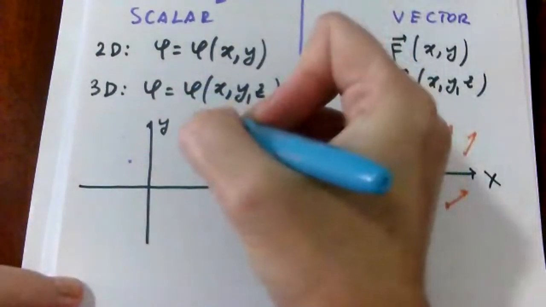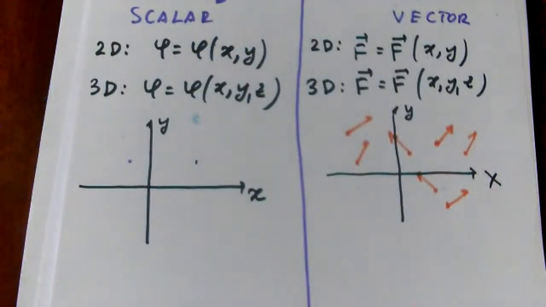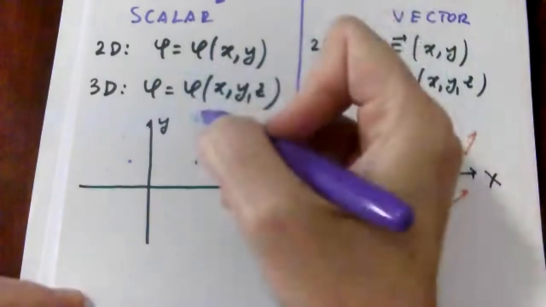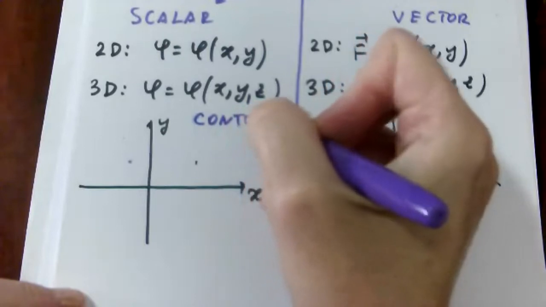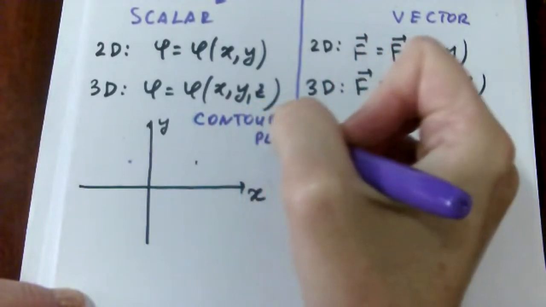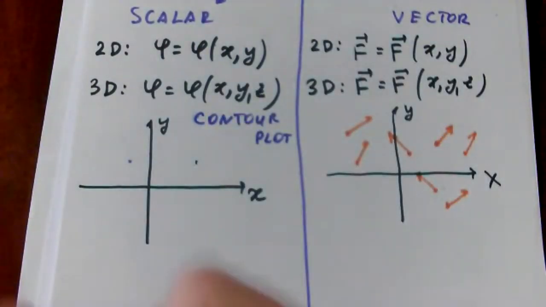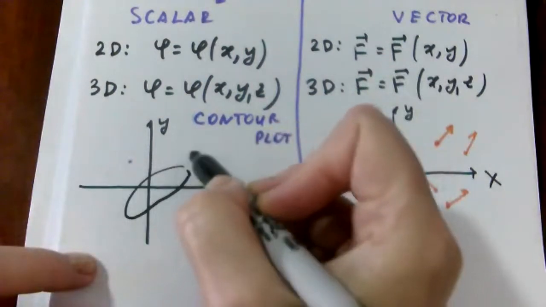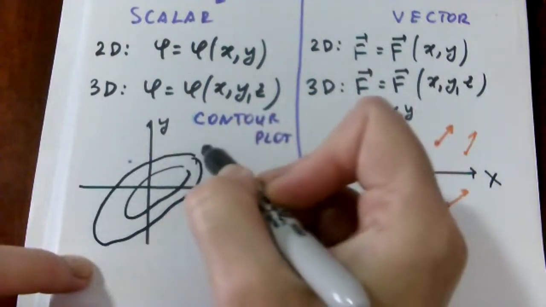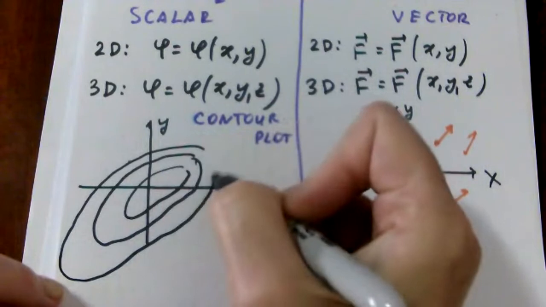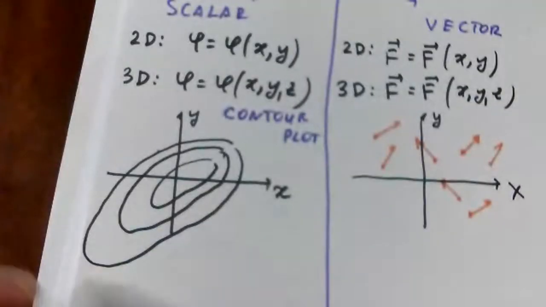Let's write the name here. So it's called contour plot. And it usually looks something like this. Lots of curves here, and they just fill up the whole plane.